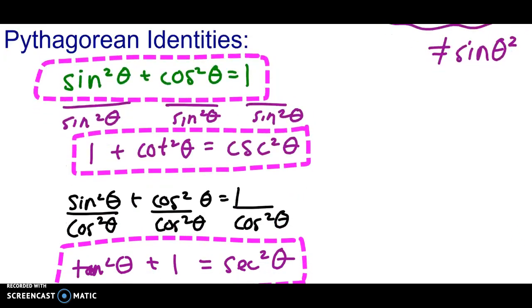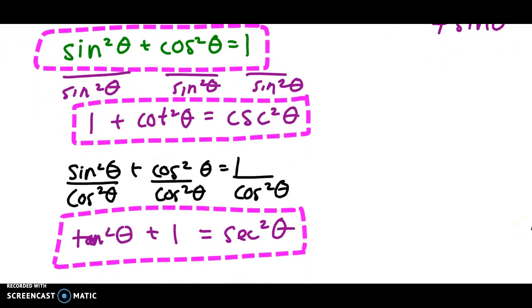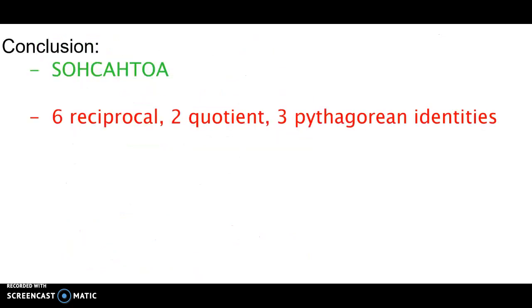Key thing here is, let's not think of this like we have to memorize them. Key thing is that we understand them. And obviously, if I know this one, which is pretty simple to remember, I think most of us do know this one, we know how to derive the others now, right? So any time you're asked to do these, you could just derive them. All right, in conclusion, we have 6 reciprocal, 2 quotient, and 3 Pythagorean identities.